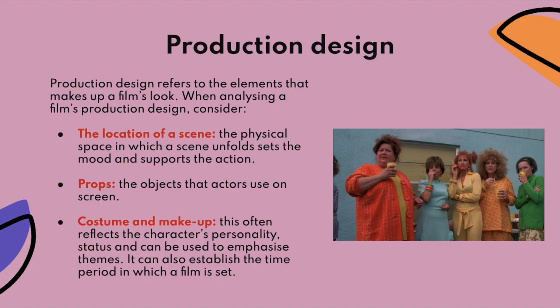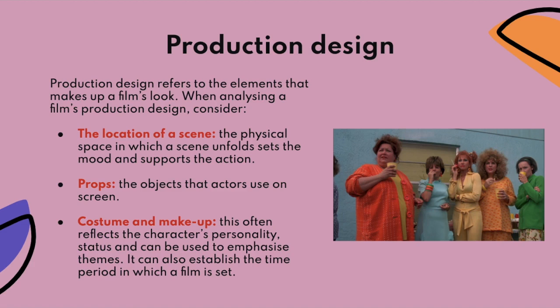So production design refers to the elements that make up a film's look. So when we analyse a movie's production design, we want to consider 3 things. Firstly, we want to look at the location of the scene. So where is the scene being filmed? What's the physical location in which this scene unfolds? Oftentimes this sets the mood and supports the action.